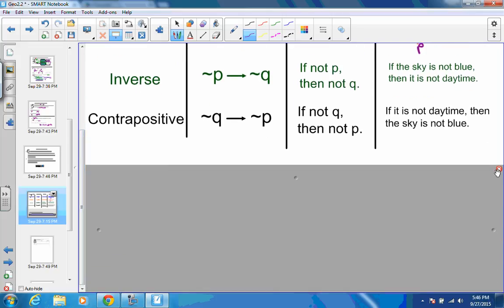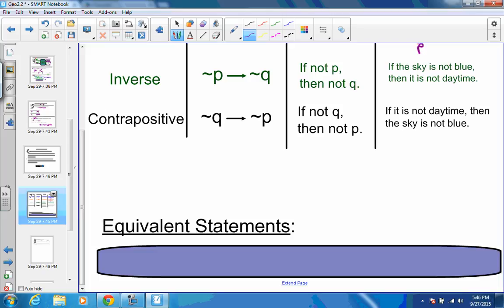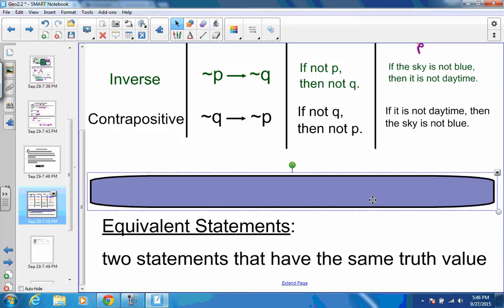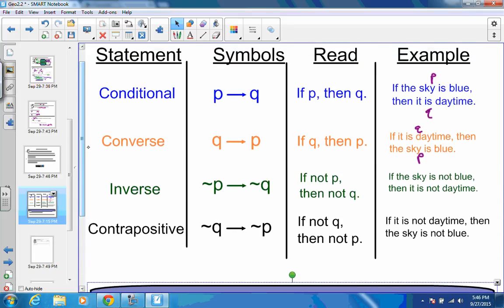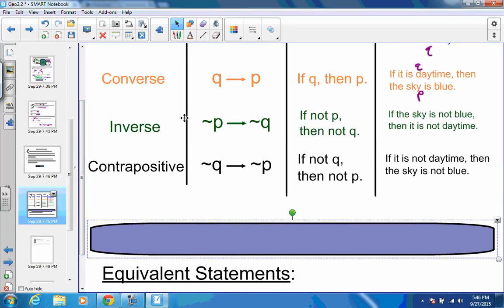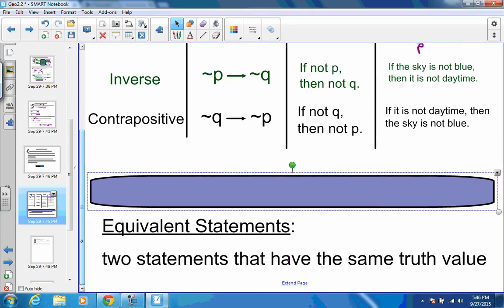All right? Now our last major term for this section is called equivalent statements. We're going to be dealing with equivalent statements quite a bit. Equivalent statements are two statements that have the same truth value. So if you have two statements that are both true, and we're talking about these four different types, if the conditional and the inverse are both always proven true, then those are equivalent statements. If the conditional and the contrapositive are both true, then we have equivalent statements. Maybe just the converse and inverse are both true, then we have equivalent statements there.